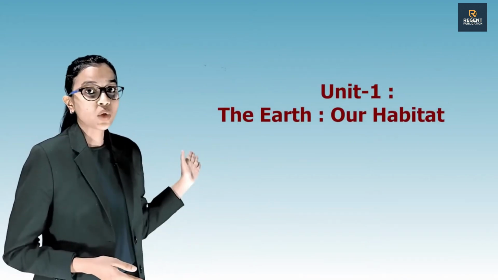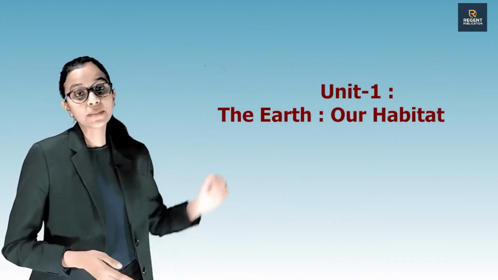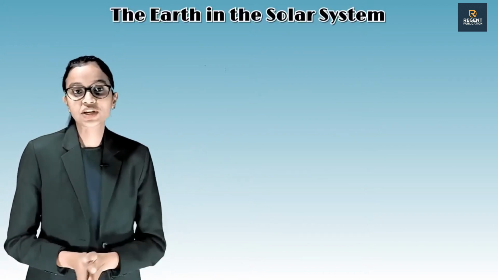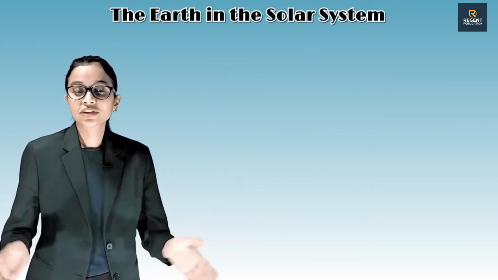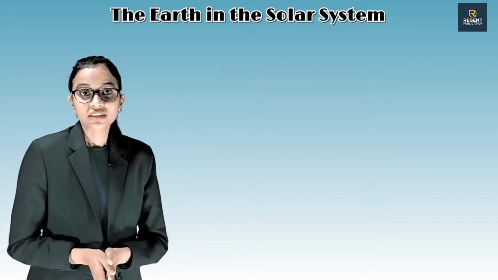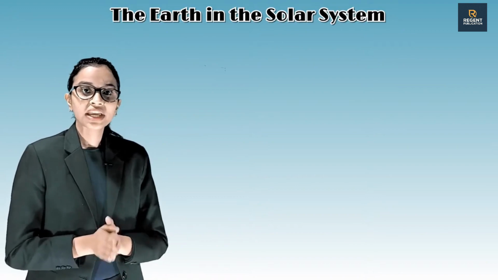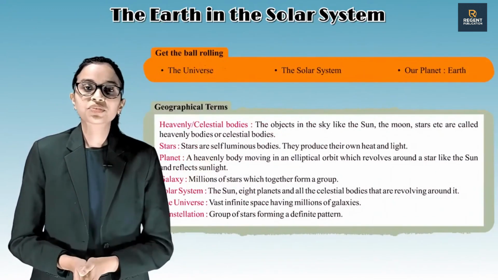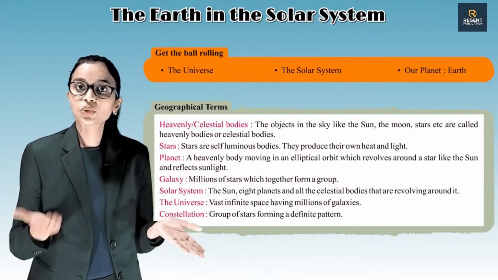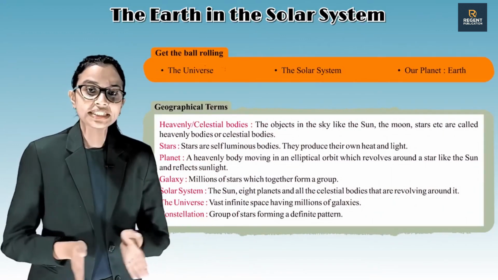Today we'll start with the geography part, that is Unit 1, the Earth, our habitat. And chapter number 1 is the Earth in the solar system. So children, let's see the Earth in our solar system. Okay, get the ball rolling. The universe, the solar system, our planet Earth.